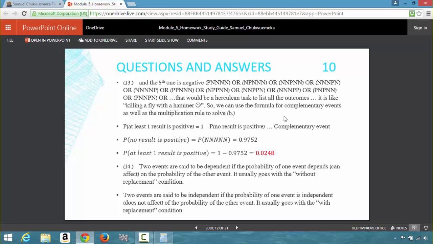We say that 2 events are dependent if the probability of one event affects the probability of the other event. And when we see questions like without replacement, then of course we know that that will be dependent. And 2 events are independent if the probability of one event does not depend on the probability of the other event. And we see this if we see questions that are usually worded with replacement, then of course those events will be independent.